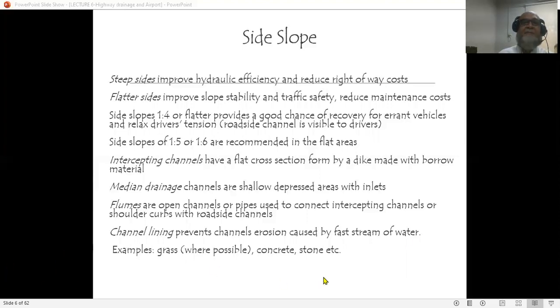The typical example of side slope protection would be grass, where it is possible. Then there is concrete, stone, etc. The problem sometimes with grass is the maintenance. If you do not maintain it, this grass will create a problem, and there may be some animals hiding there. So it's not very good.